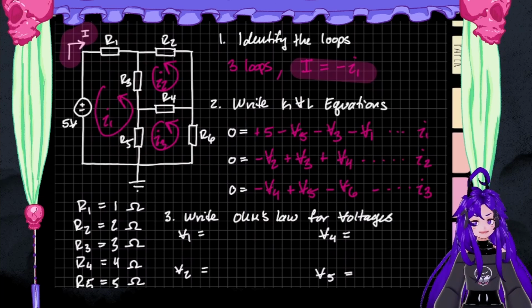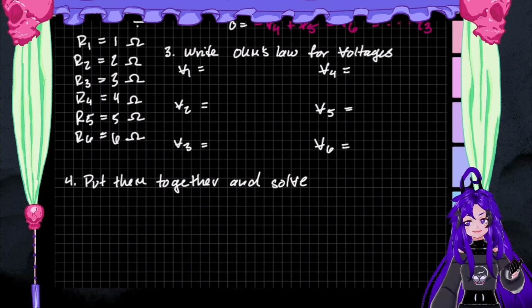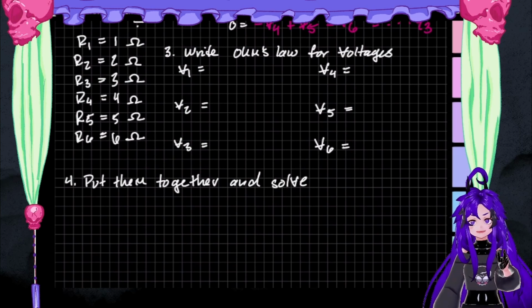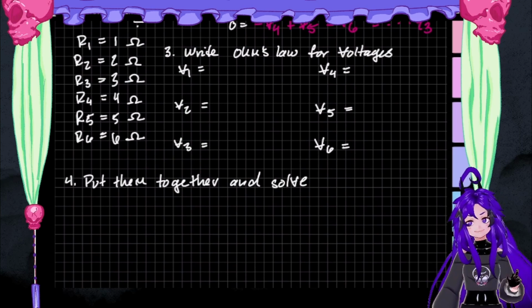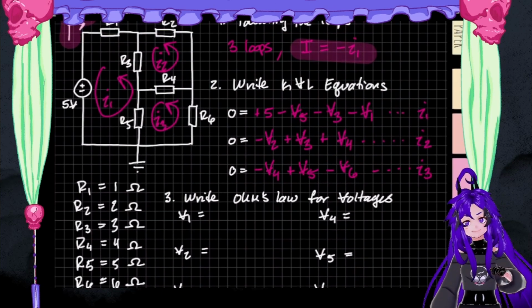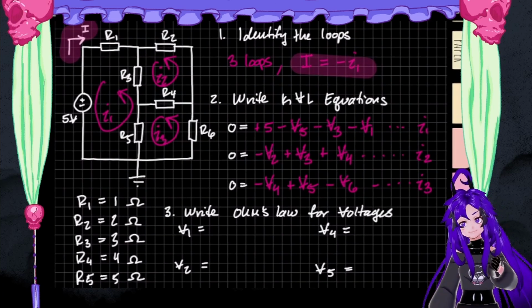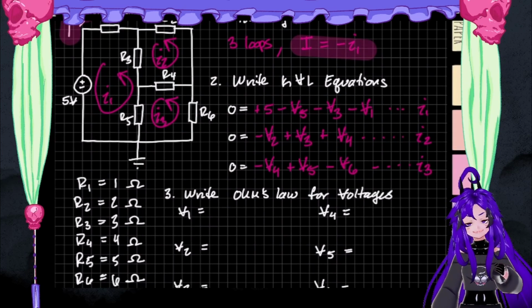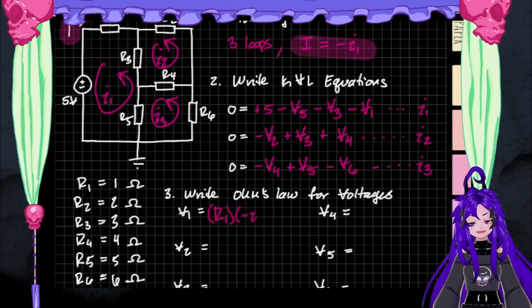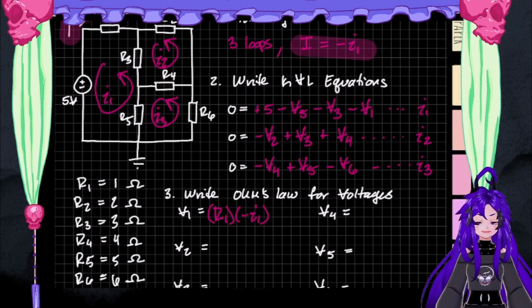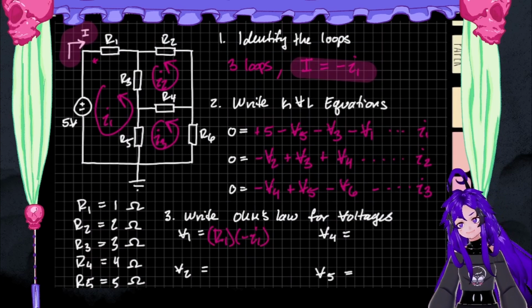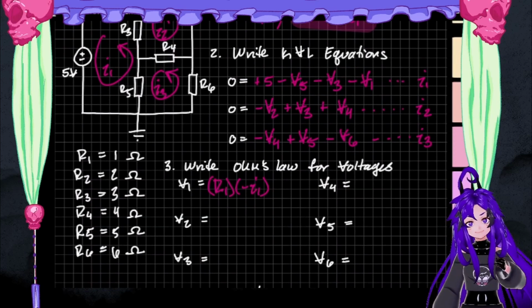Next thing, we're going to get the voltages from Ohm's law, right? So these are going to be the device voltages. So we have V1, and we have to take into account the direction we're going, right? So V1 happens across I1 or R1, and we're going to write it as R1 times minus I1, right? Because I1's going in the wrong direction for the sign convention. It's going from negative to positive.